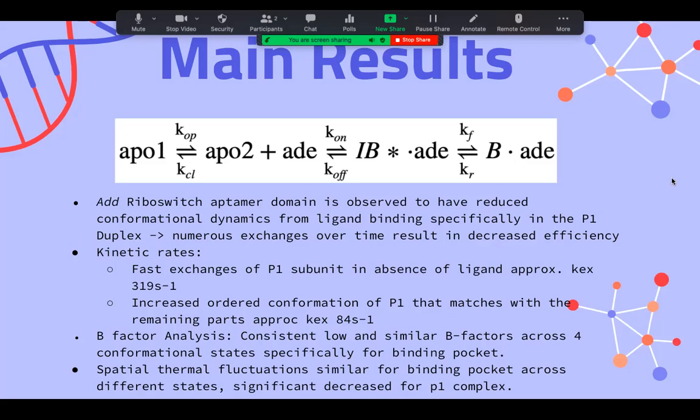Finally, the thermal fluctuation data was also similar for the binding pocket across the different states. Increased thermal fluctuations indicate higher disorder and lesser conformational stability. So with the binding pocket having similar spatial thermal fluctuations across the states, there is less disorder within the binding pocket. At the same time, the P1 complex has a decrease in thermal fluctuations, which is indicative of the P1 complex going from a highly disordered state with many thermal fluctuations to a more structured state after the ligand had been bound.